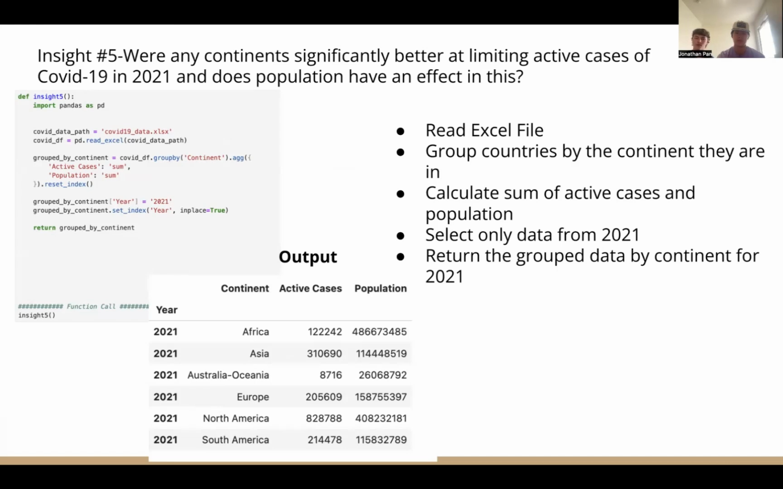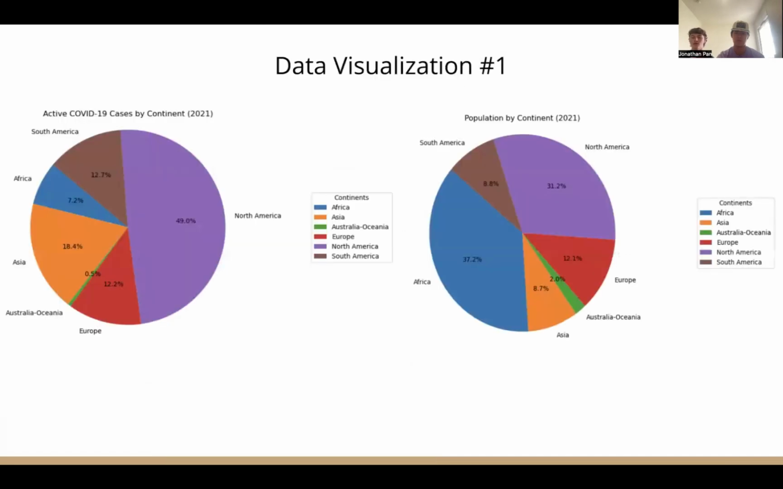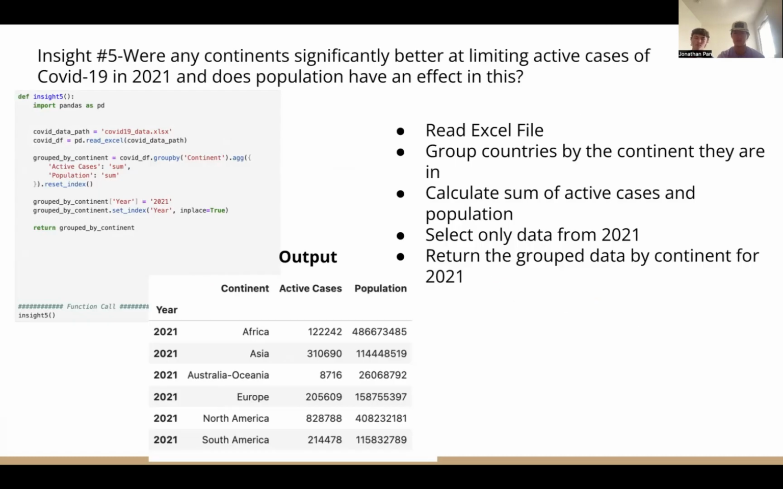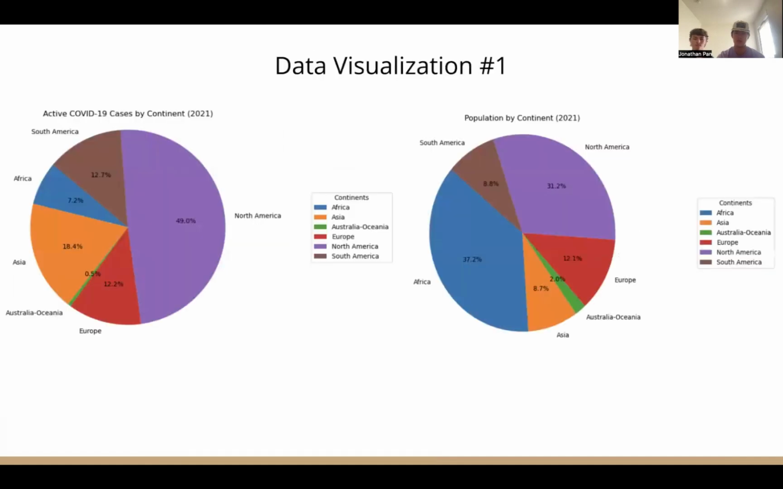So at first we read the Excel file and then grouped countries by the continent they are in, and we calculated the sum of active cases and population. Then we selected only data from 2021, and we returned the grouped data by continent for 2021. So you can see the output at the bottom there with each different continent, their active cases, and the population of the countries that we had available.